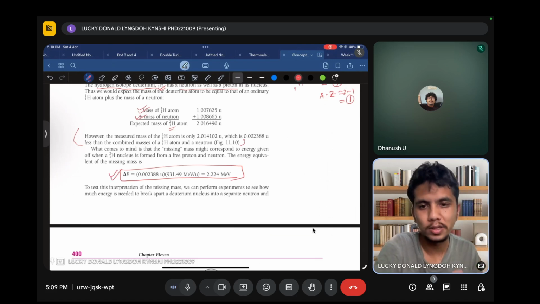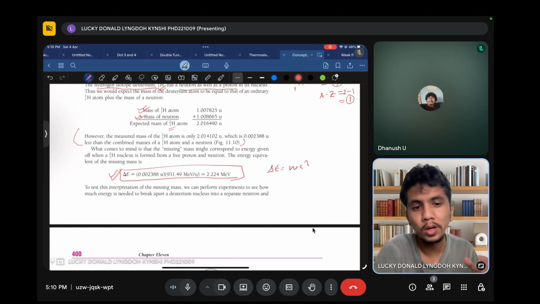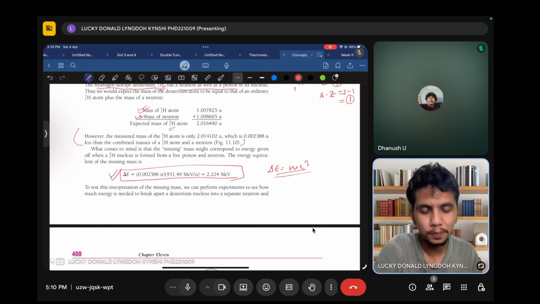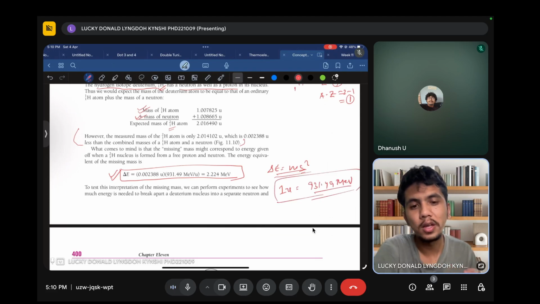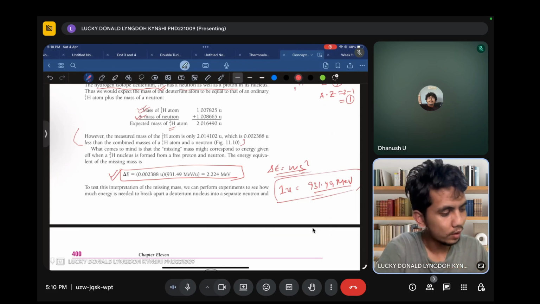ΔE is equal to mc², or Δm c², where Δm is called the mass defect, multiplied by c squared, and you will get the energy. It is also represented as 1 u is equal to 931.49 MeV. We will use this formula too: 1 u in terms of energy is equal to 931.49 MeV.